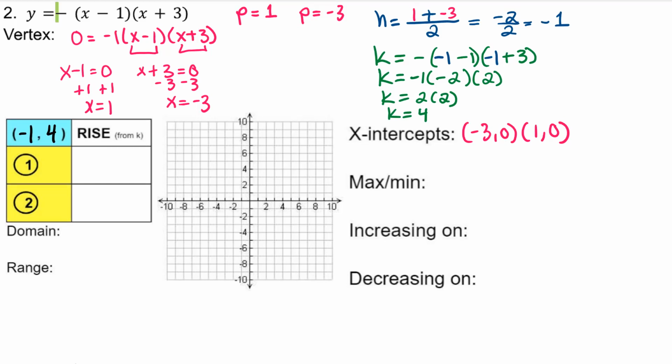Because a is -1 here, our rise when we move 1 unit away from the vertex will be -1, and after 2 units away from the vertex will be -1 times 4, so -4. Let's graph. Moving 1 unit to the left and to the right, we will then rise -1. Moving 2 units to the left will rise -4, so go down 4. 2 units to the right, down 4.